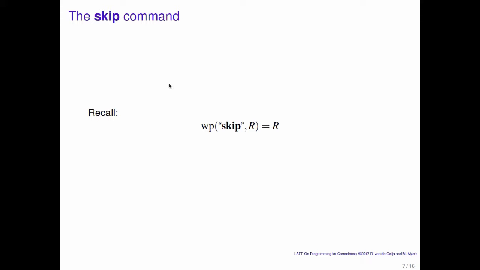Now let's look at the skip command. And the important thing to remember about the skip command is that the weakest precondition for skip, leaving you in a state where R is true, is that you have to already be in a state where R is true.